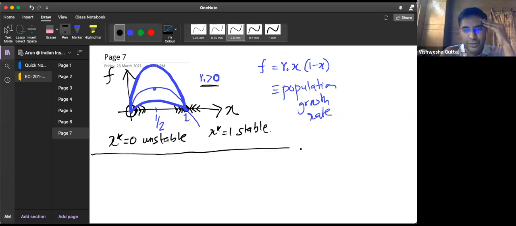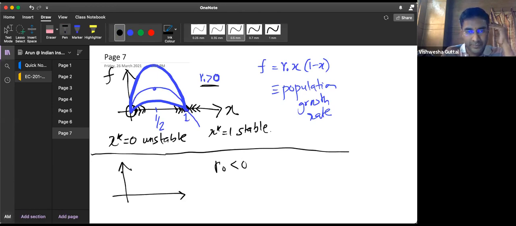Now let's do the other case, which is when R0 is negative. So what happens to f in that case? How will f look now?